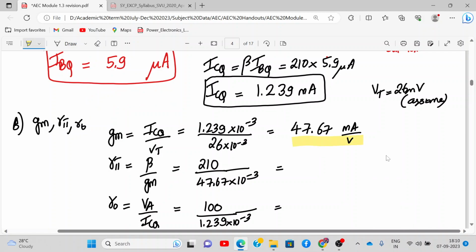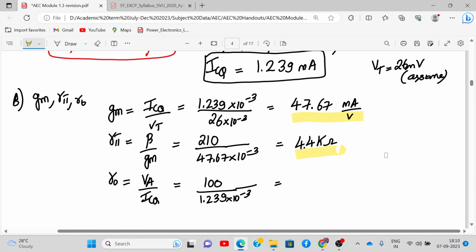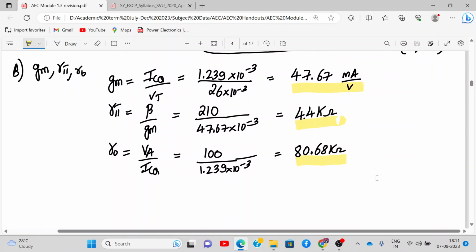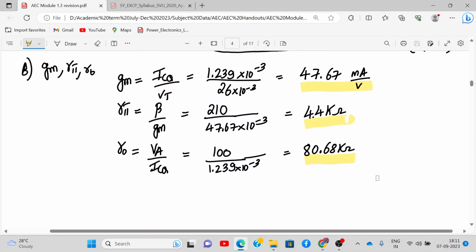So this is 47.67. Anyone got that? R pi value how much? 4.4 kilohms. Sorry, kilo ohms, yes, this is resistance. And RO will be around 80.67 kiloohms. 80.68 kiloohms. Did you get that answer correct? Yes sir. Okay, got it.